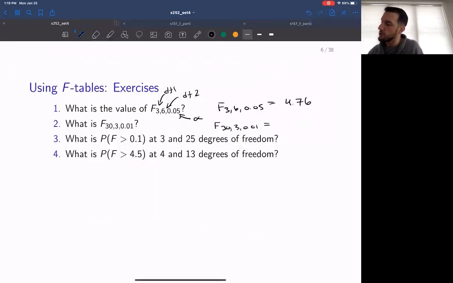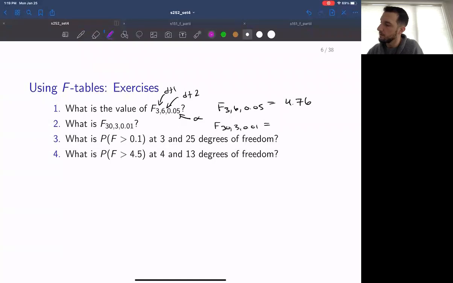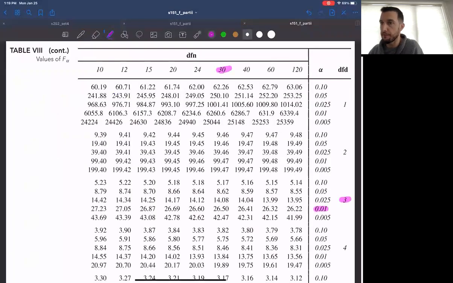So on page 2 here, to find F30, 3, 0.01, we would have to use page 2, because that gives us 30 in the numerator, 3 in the denominator, and 0.01 as the fourth significance level. And that gives us 26.50 as the F value.